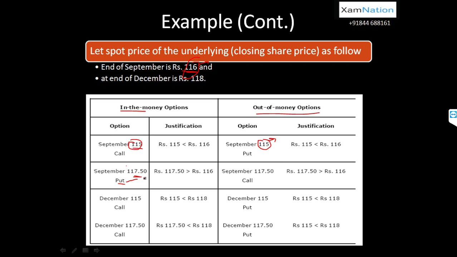Why? Again, because if you go into the market, you have to sell the thing at 116, whereas if you exercise your option, you will sell it at a higher price. In this way you can see how options become in the money and out of the money. For other things you can exercise yourself and you will be able to get the idea. The idea is very simple. We are not doing any complicated thing. Now we will study the option payoff.